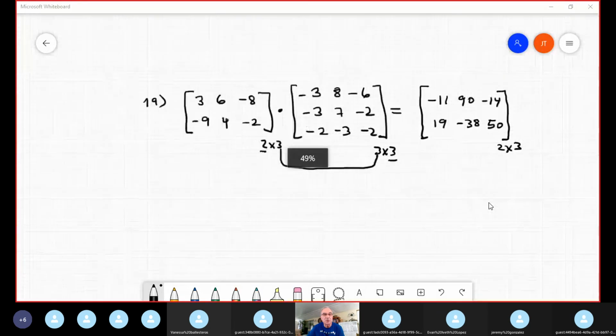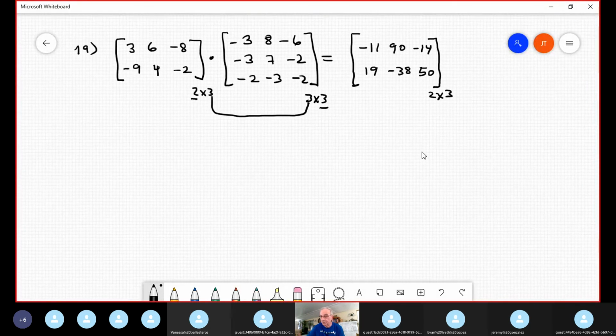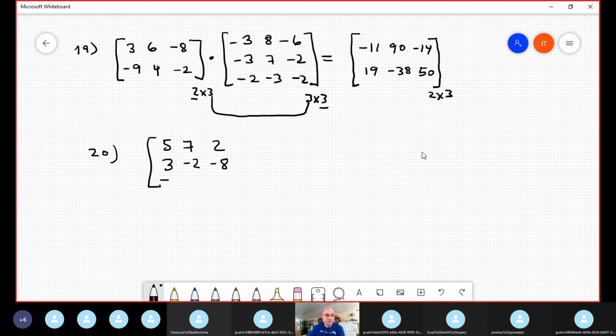Okay. Suppose 20 and 21. Problem, it's the same, multiplication of matrix. 20 is 5, 7, 2, 3, -2, -8, -9, 9, 7, multiplication by 7, -5, -5, 3, 4, -3, 8, -3, and +2.